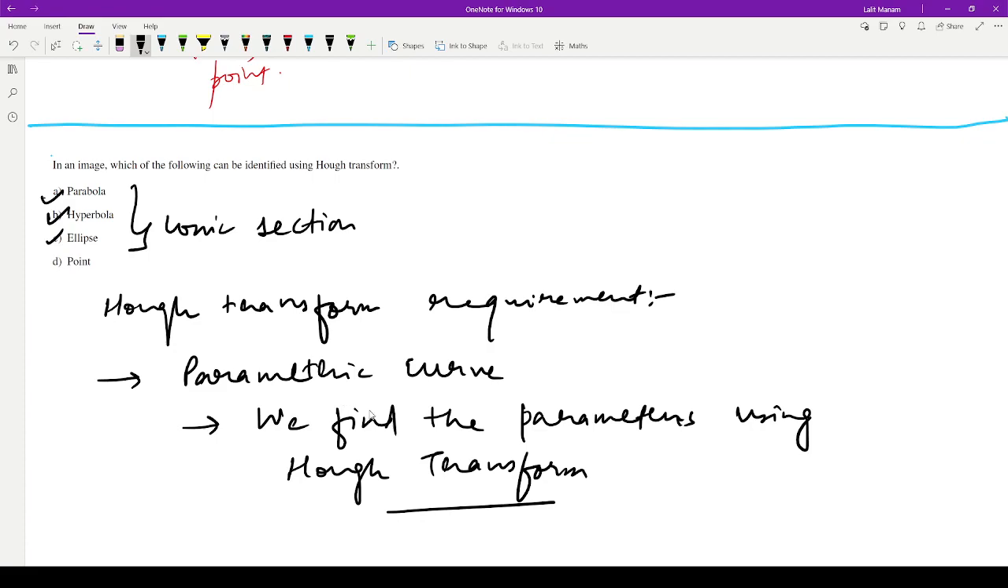What about a point? Do you have any parametric form of a point? No, sir. A point can be any x comma y, we don't have any curve in that. It's just a single point. So we cannot identify a point using Hough transform. What other things did we do to identify points? Lines, circles? No, lines and circles are fine, that's for Hough transform. But if you want to identify some key points, what are the things that we did?